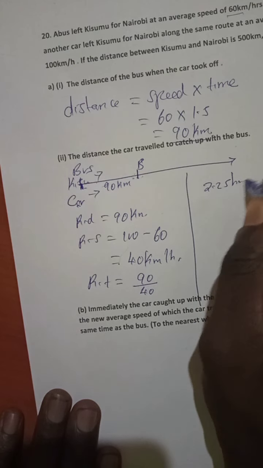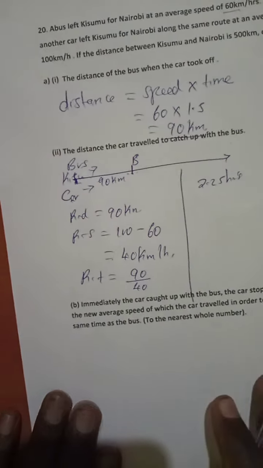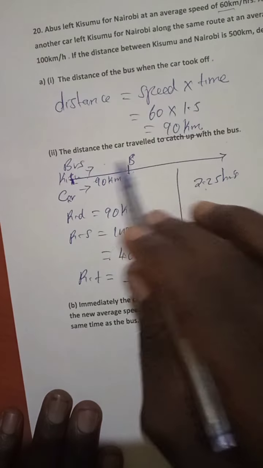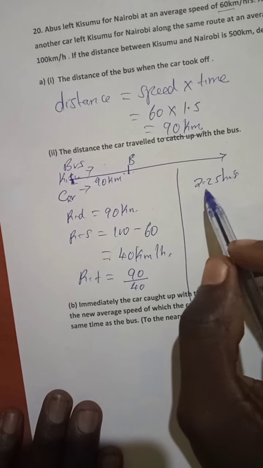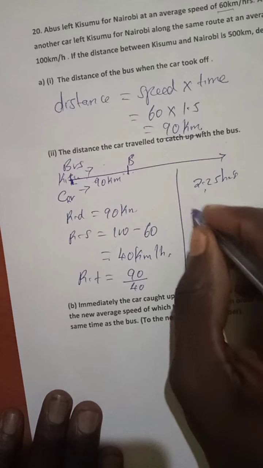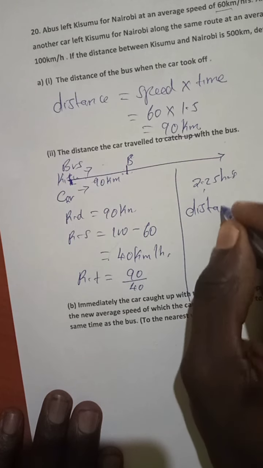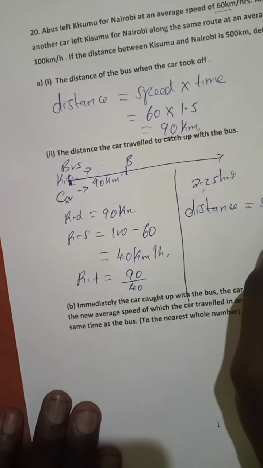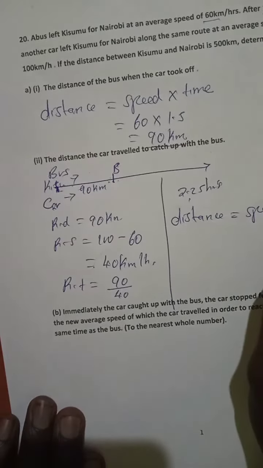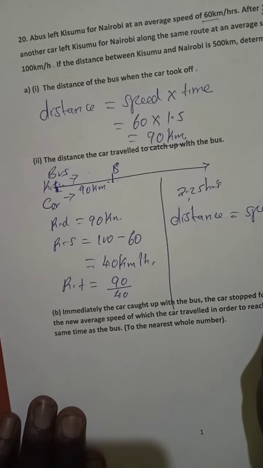2.25 hours. This is also the time taken for the car to travel to catch up with the bus, because of relative time. Therefore, the distance covered by the car is equal to the speed of the car times the time taken for them to catch up.